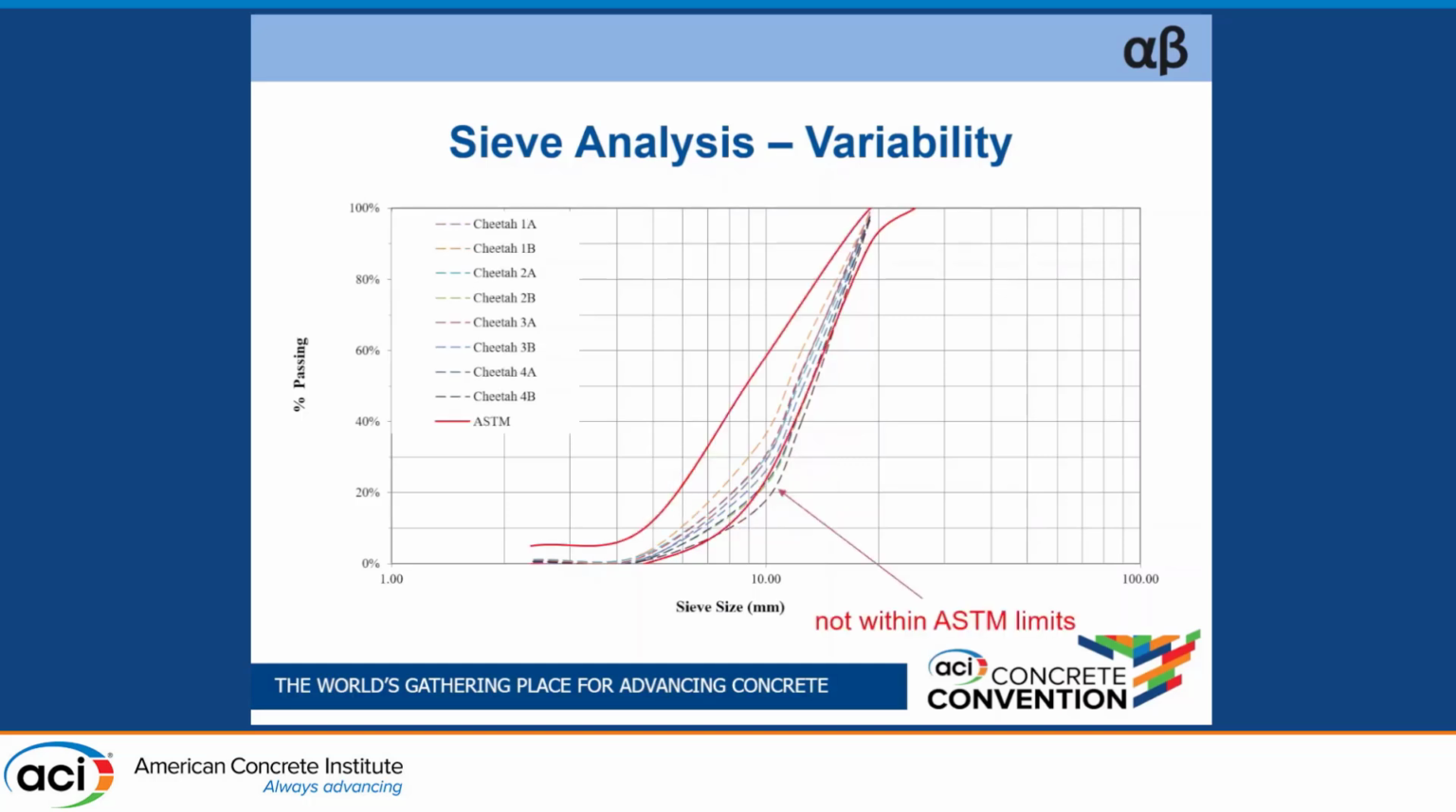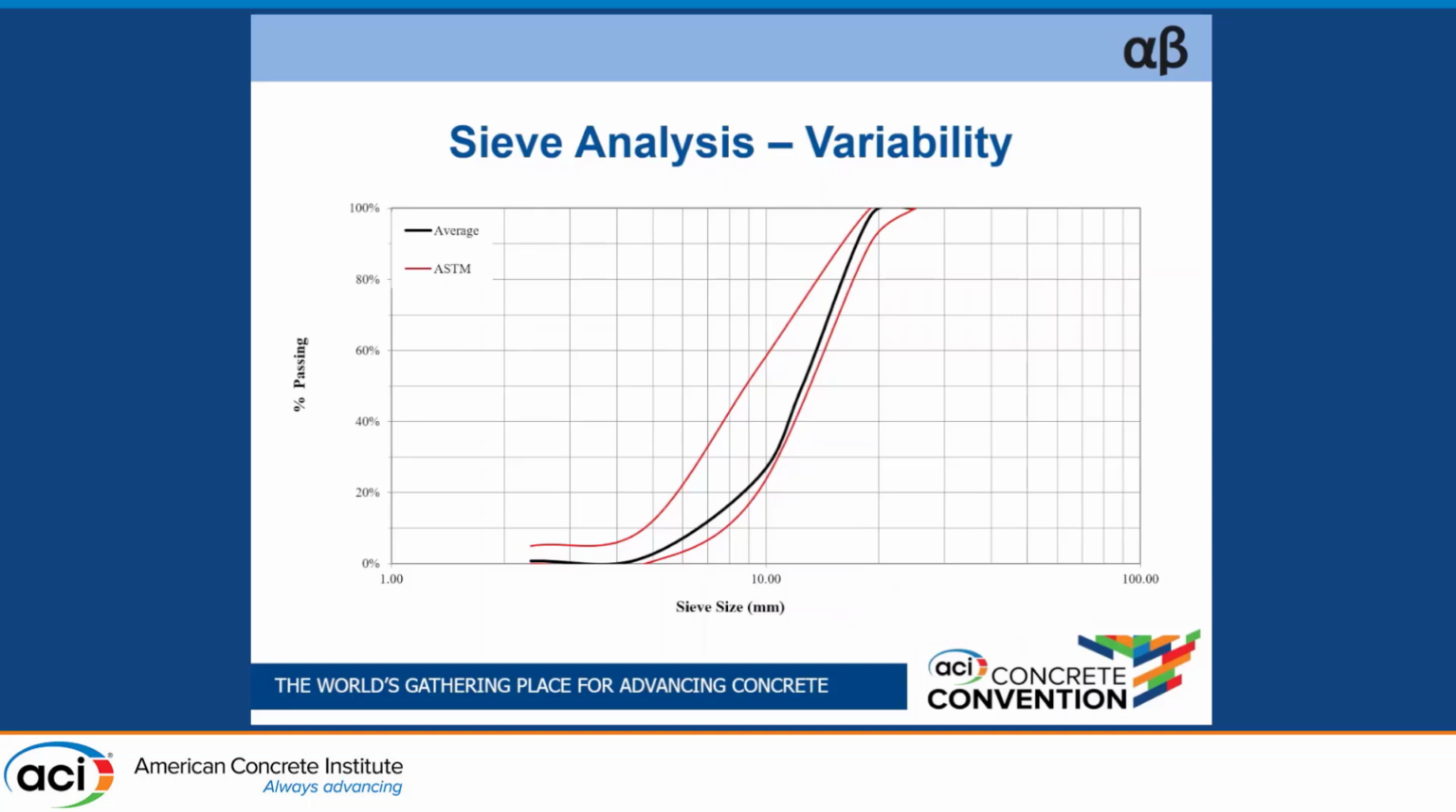So if you were to look at this aggregate itself and put it through the ASTM C33 bounds for what's acceptable for a number 67 aggregate, you would see that some of it actually fell outside of the limits. The majority of the testing would have been okay, but 1 or 2 of them probably would have failed your test. Though if you took an average of this data, it actually does fall within the bounds.